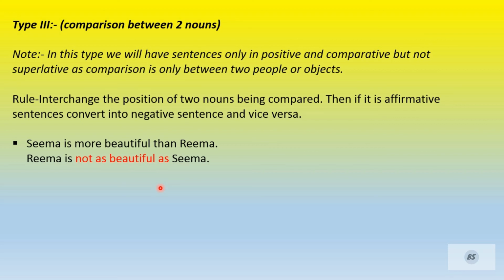Why? Because we cannot compare with anybody else. It is not given in the question. It is only between two of them. So such sentences will be possible only in positive and comparative. "More beautiful" says it is comparative, "beautiful" only says it is positive. Let's see one more example.